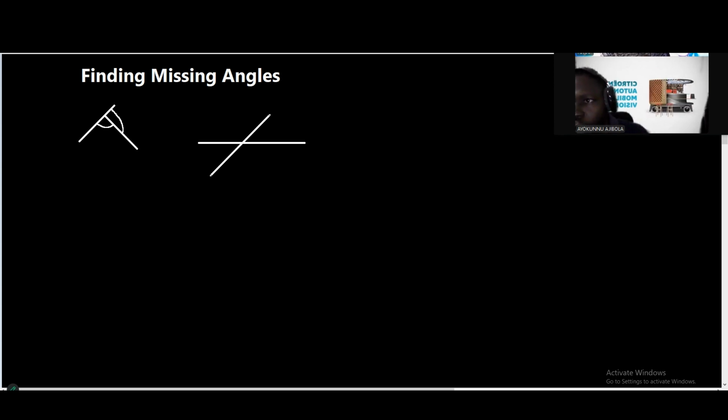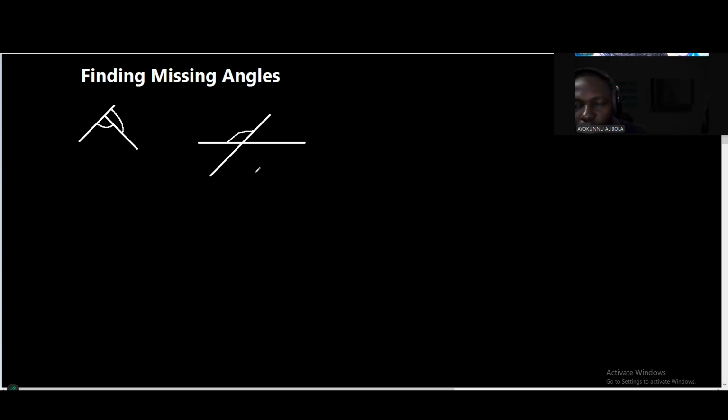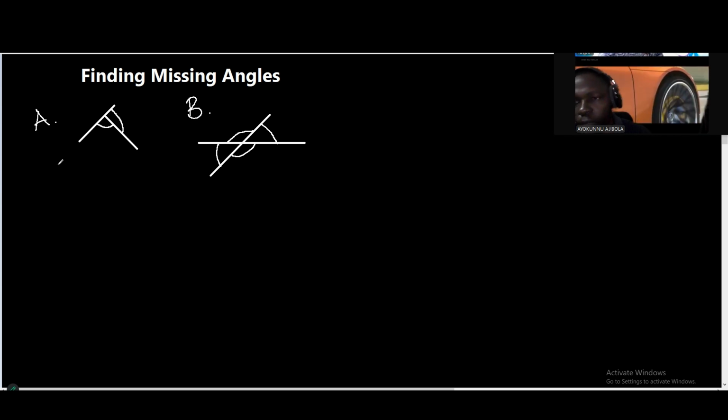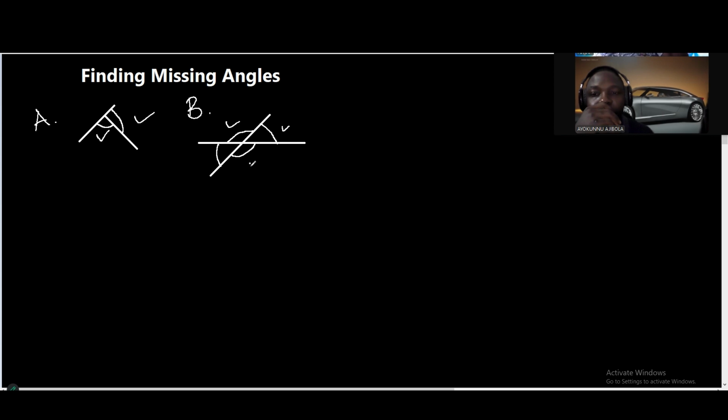And I indicate this. This and this. This is image A and this is image B, or figure A and figure B. In figure A, how many angles are there? Don't write anything, just sit down. 2. 2 angles, which are this and this. In figure B, how many angles are there? 4. Which are this, this, this, and this.